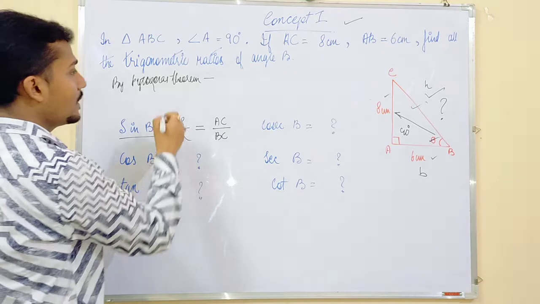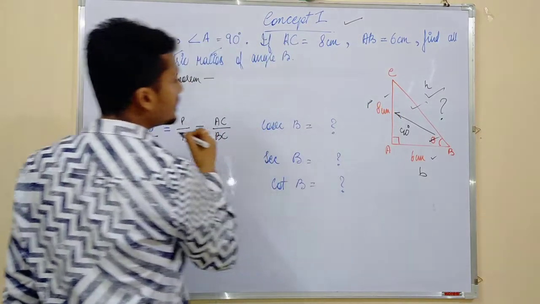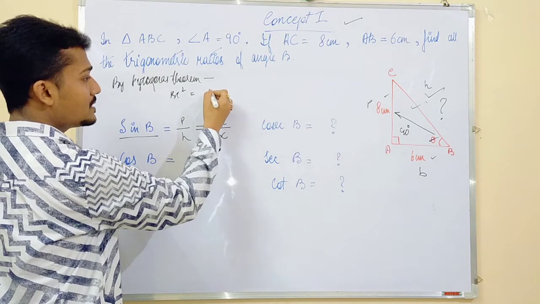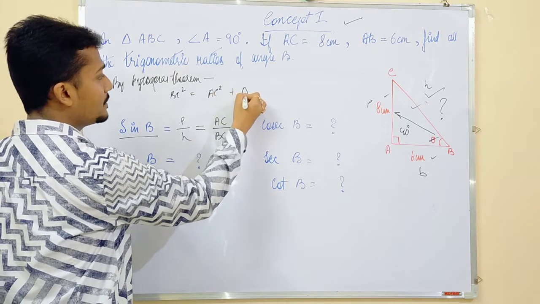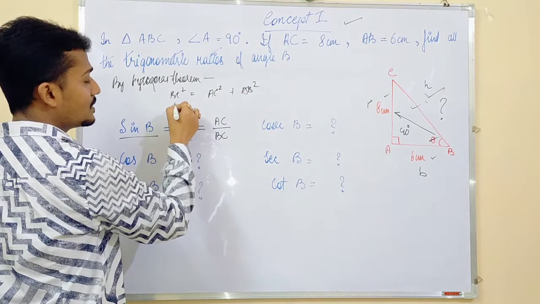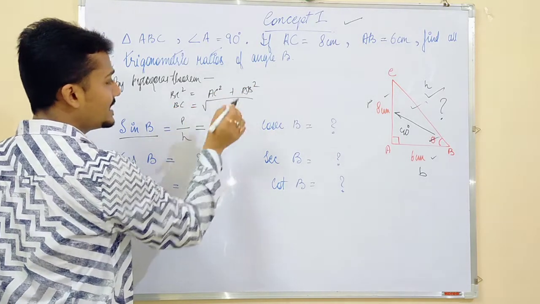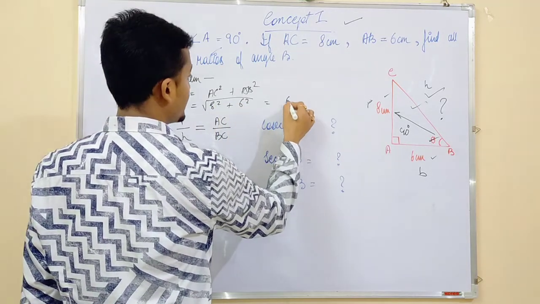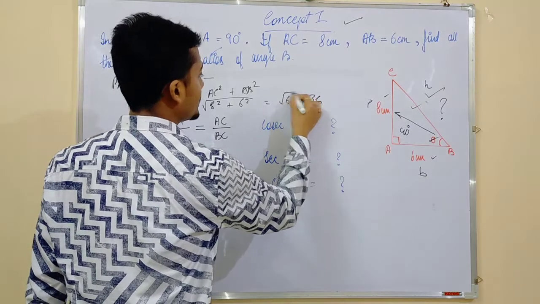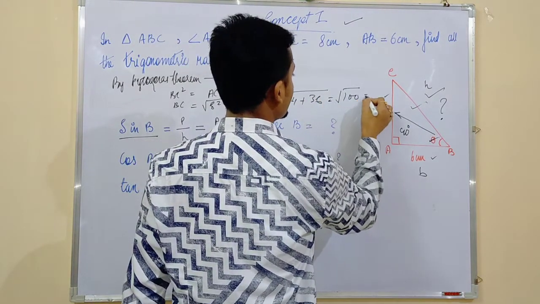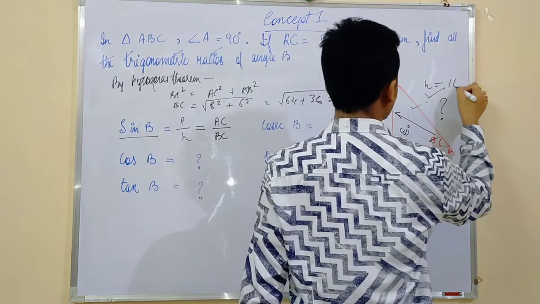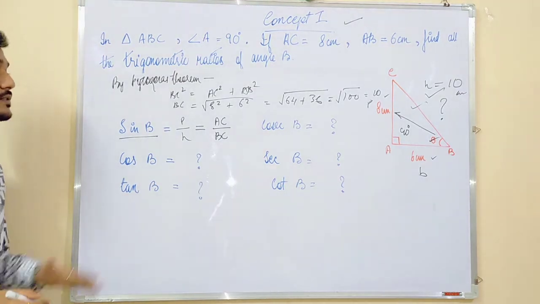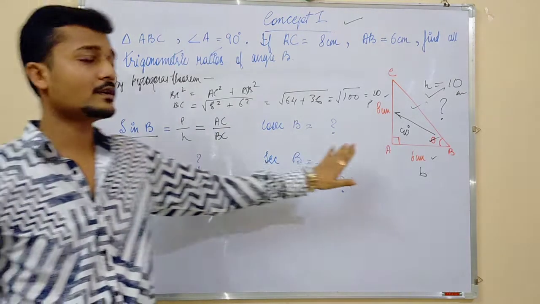We can say that BC square is equal to AC square plus AB square. That means BC is equal to root over 8 square plus 6 square, which is root over 64 plus 36, which is root over 100, which is 10. That means H is equal to 10 centimeters. Now this is part of your solution, fine, and this diagram you have to draw.